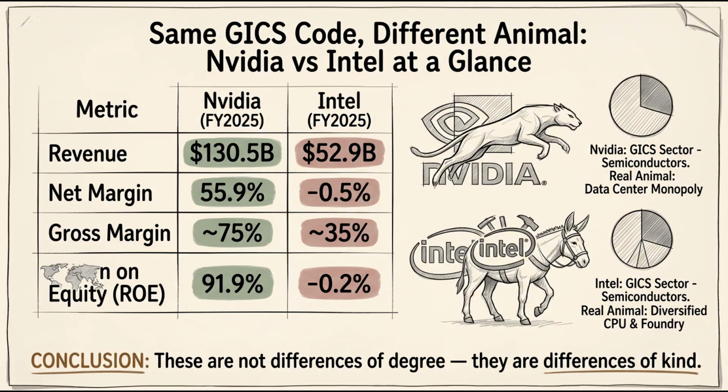To see why that GICS code is misleading, let's look at a snapshot of these two companies for fiscal year 2025. Nvidia reported revenue of $130.5 billion, with a net margin of 55.9% and a gross margin near 75%. In contrast, Intel reported $52.9 billion in revenue, a net margin of negative 0.5%, and a gross margin near 35%. Even more telling, Nvidia's return on equity was 91.9%, while Intel's was negative 0.2%. These aren't just minor differences in degree. These are fundamental differences in the very nature of their businesses.